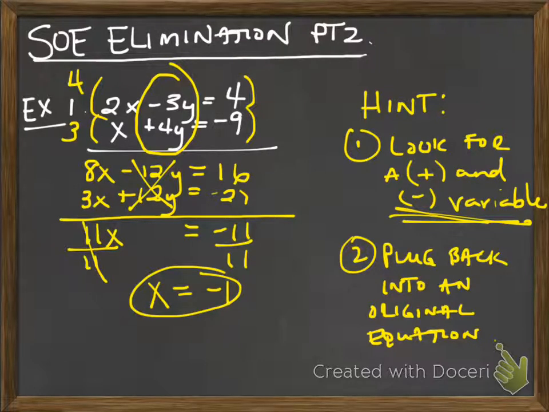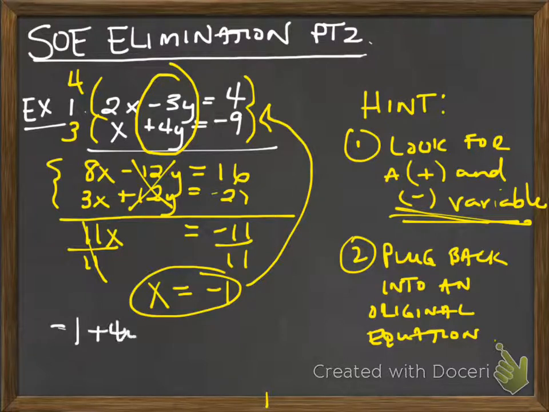Because I have two new equations, right? But I've got to take this negative 1 and plug it into one of these, whichever I feel is easiest. I'm going to plug it into the bottom one because I feel like that's easier. So I'm going to put negative 1 plus 4y is equal to negative 9. Go ahead and solve this.